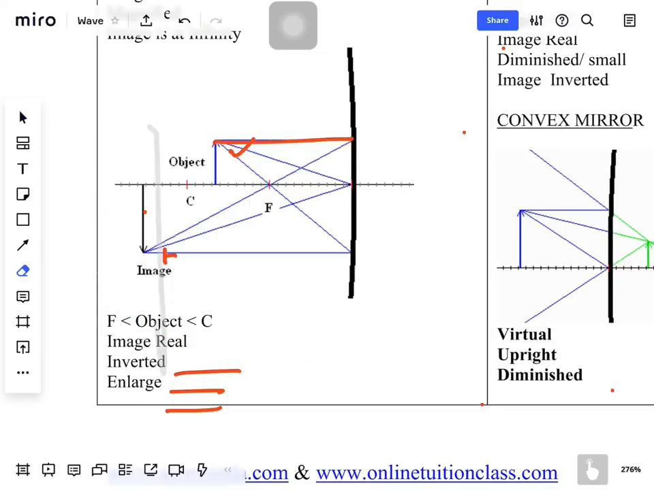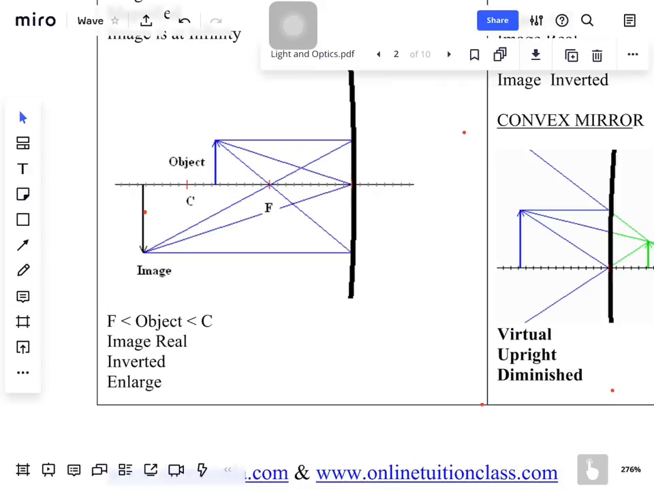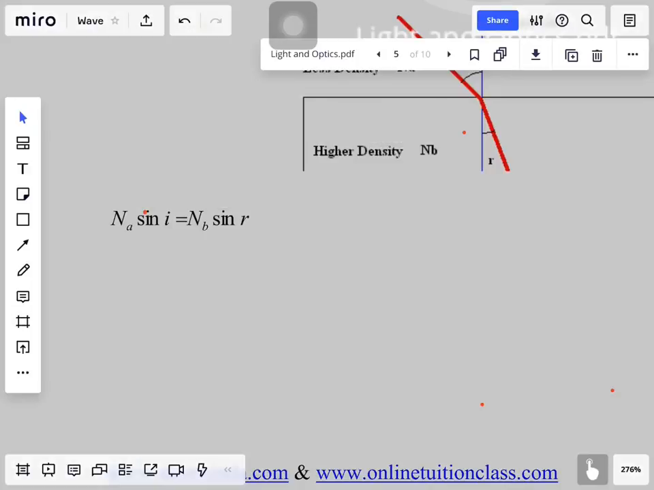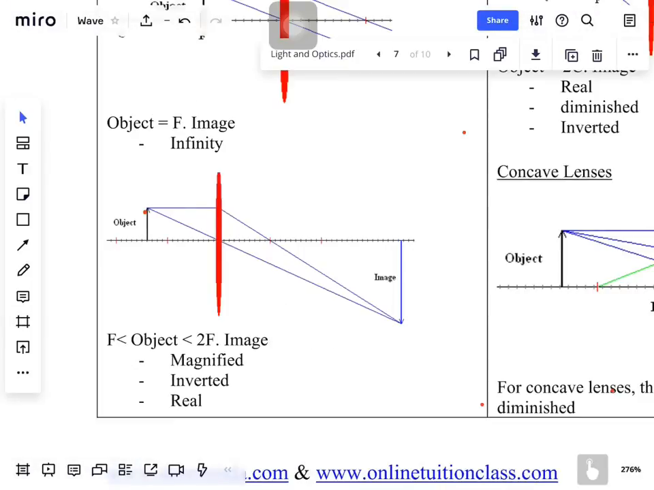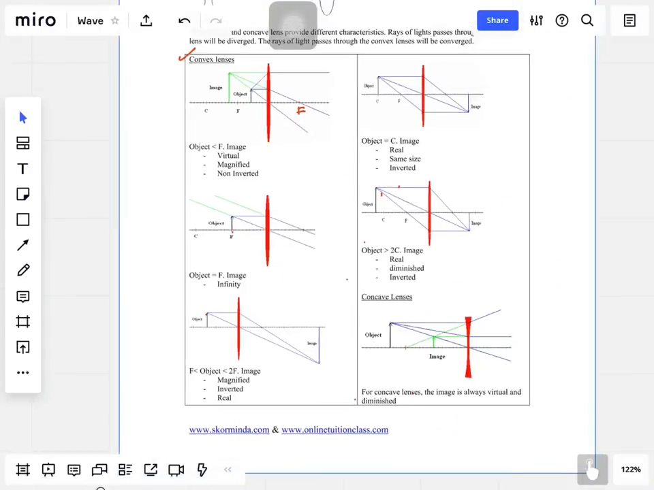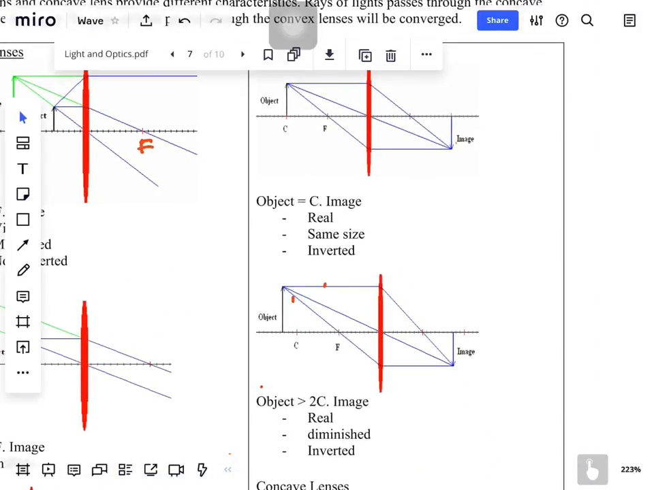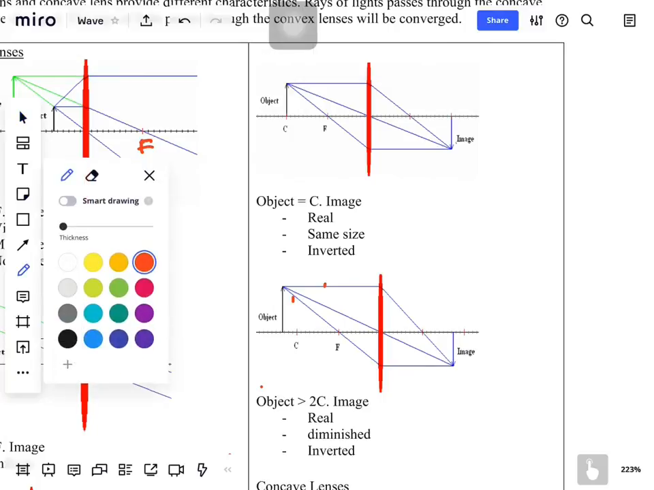Okay, let me erase this and let me go back to the same picture. Okay, cool. So these are other characteristics of the object. When the object is at 2F, which is C, the image will be on the other side as well. The image will be real, the same size, as well as inverted.